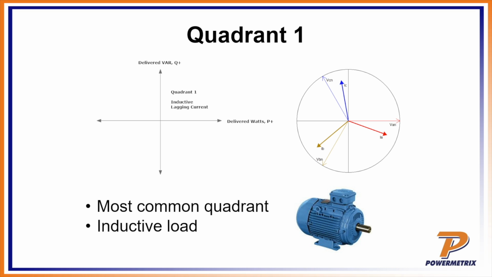So let's go ahead and look at quadrant number 1. This is the most common quadrant, the kind of quadrant that we operate in most of the world nowadays, simply because of the fact that it is an inductive load. Most modern loads that we see have some inductive component to them, and so as such there's a little bit of lag to the current.